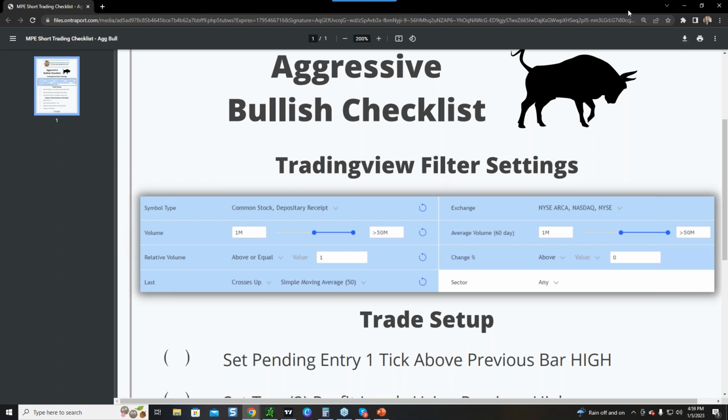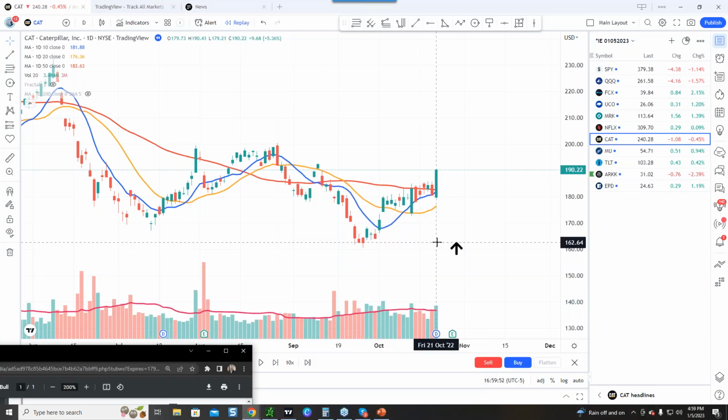Okay, so go to the chart. Is the last price crossing up the 50-day? It is, right? There's the price. Okay, look down below. Are we above the average for the day? So this showed up on the filter. This is what it looks like.